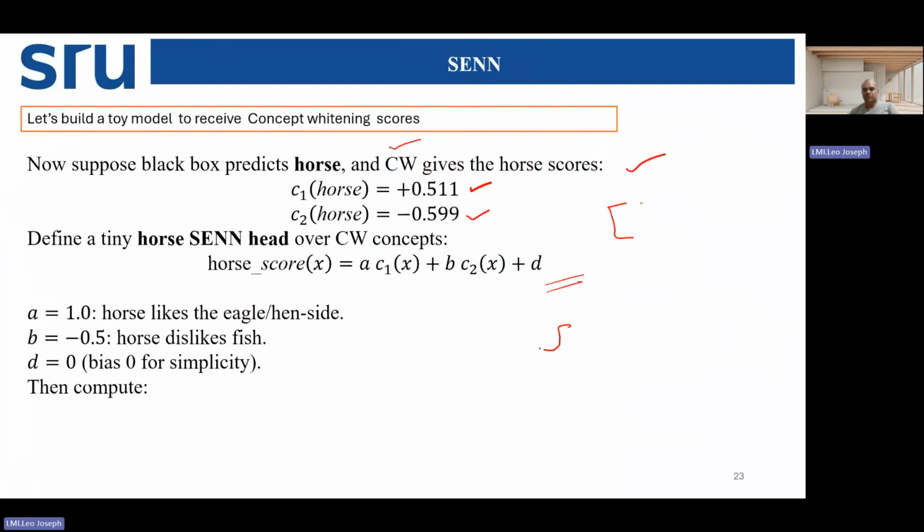Horse will look like this, no? Like for example, this is the horse image. Bird image is also like this only. It has feathers, but you can see the similarity. This is also flat. This is also flat. So it looks only at the orientation. That's why it is giving moderate weight to the A factor, eagle or hen side.